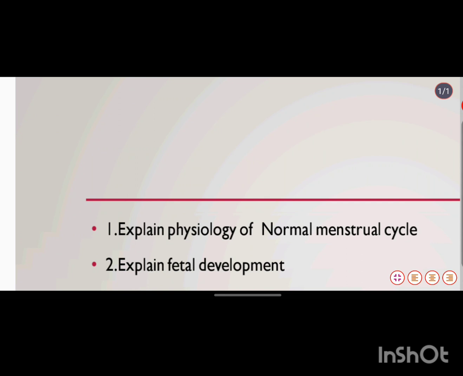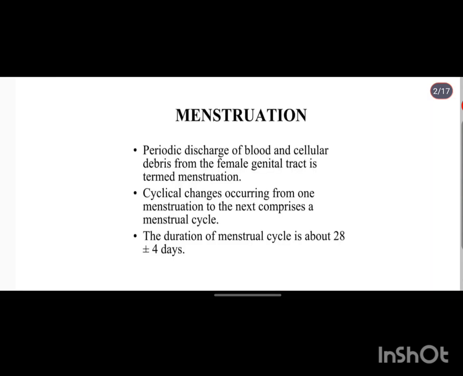So the first question is: explain the physiology of the normal menstrual cycle. Now we'll see what the physiology of the normal menstrual cycle is. Before going into the menstrual cycle, we should understand the meaning of menstruation. Menstruation is a periodic discharge of blood and cellular debris from the female genital tract, and these cyclical changes occur every month. The duration of the normal menstrual cycle is about 28 plus or minus 4 days.